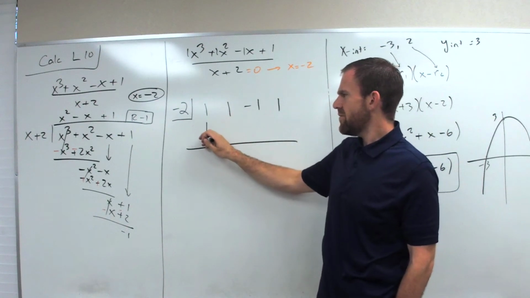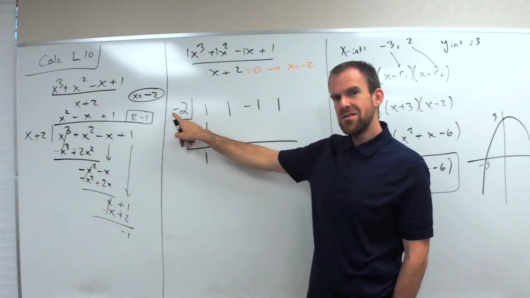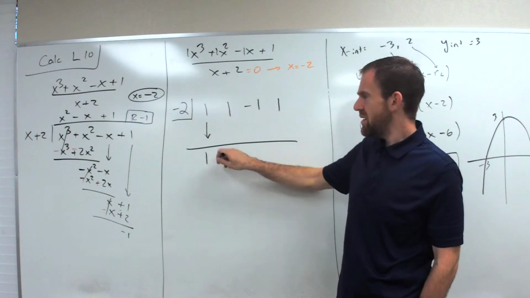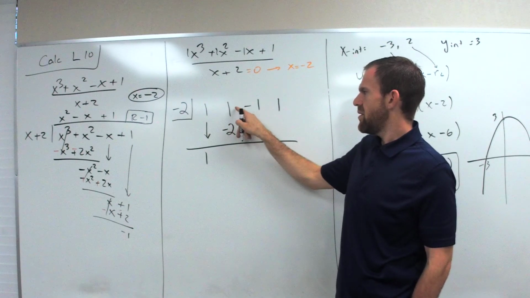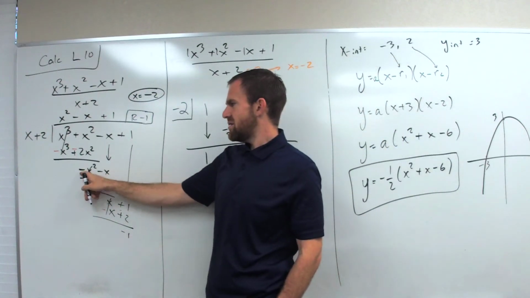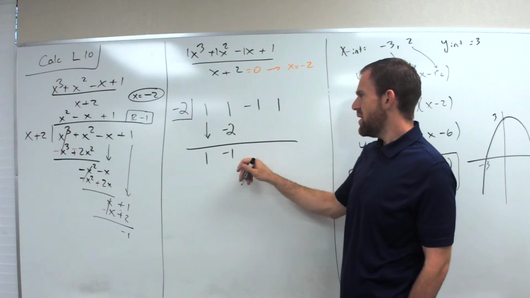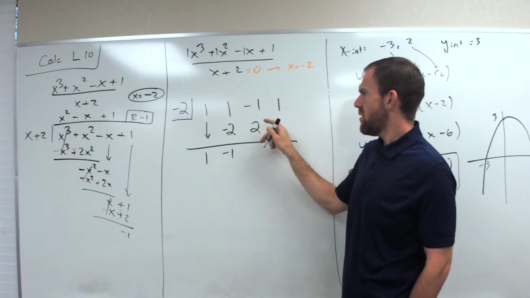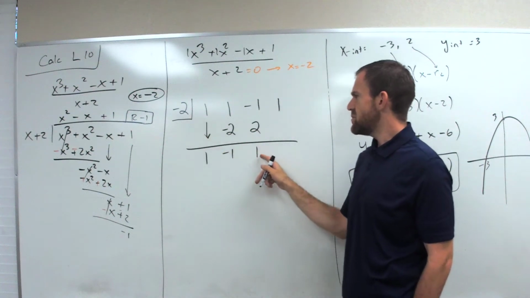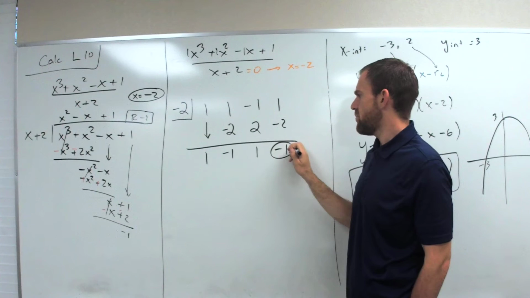You're going to bring down the first number, then you multiply your divisor by that. So -2 times 1 is -2. Then you're going to add these. So that gets us -1. Notice it's the same thing here. Then -2 times -1 is 2. Now I'm going to add these. I get 1. -2 times 1 is -2, and I get my -1 remainder.